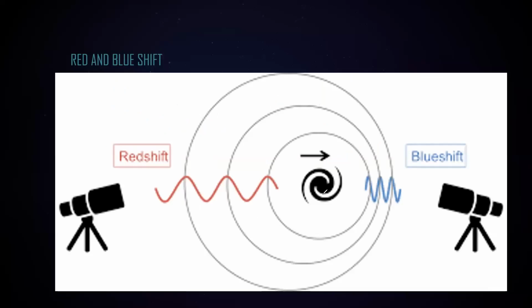This is a simple example. Say this is a galaxy, and a person is observing from here. This galaxy is going away, so what will he observe? He will observe a red shift. But there is another person observing this galaxy moving towards him. What will he observe? He will observe a blue shift. And most galaxies are giving a red shift. That's why we say the universe is expanding.